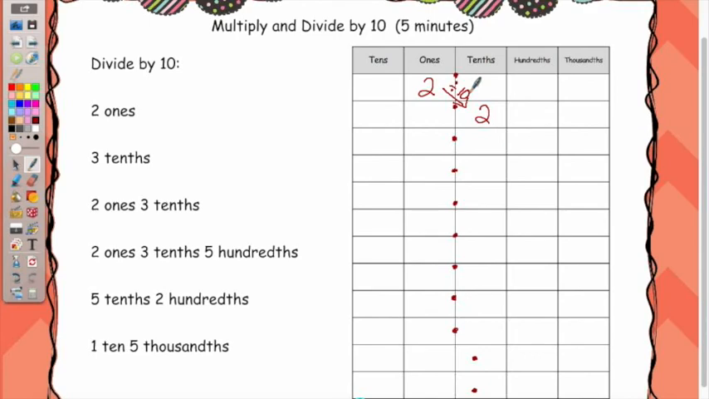Okay, so here's how you say it: 2/10. How do you write it? 0.2. Awesome. Okay, now we start out with 3/10. Divide by 10 equals 3/100. Now stop for a minute.